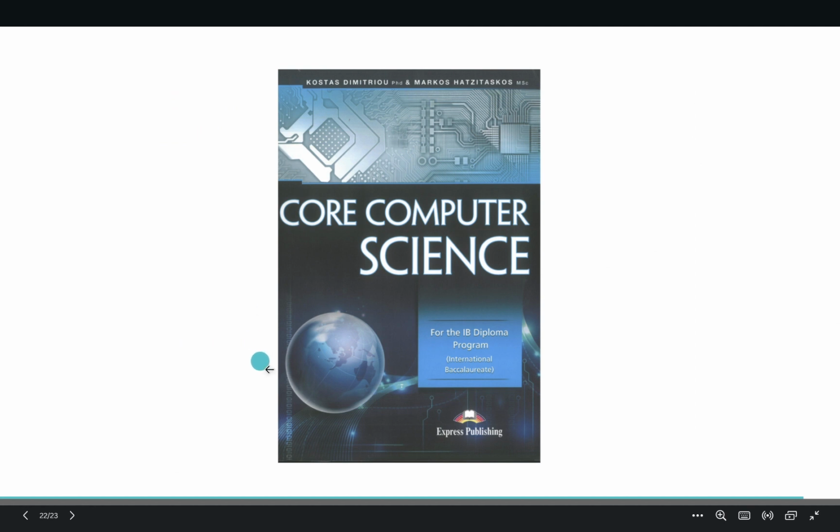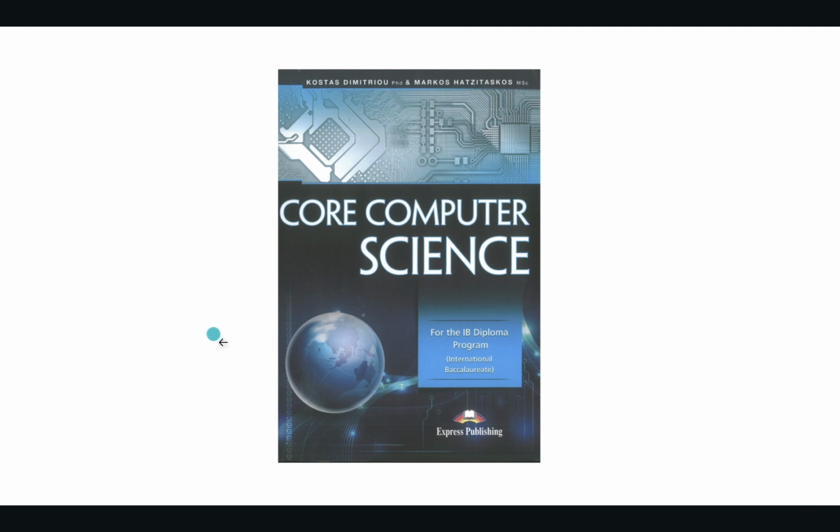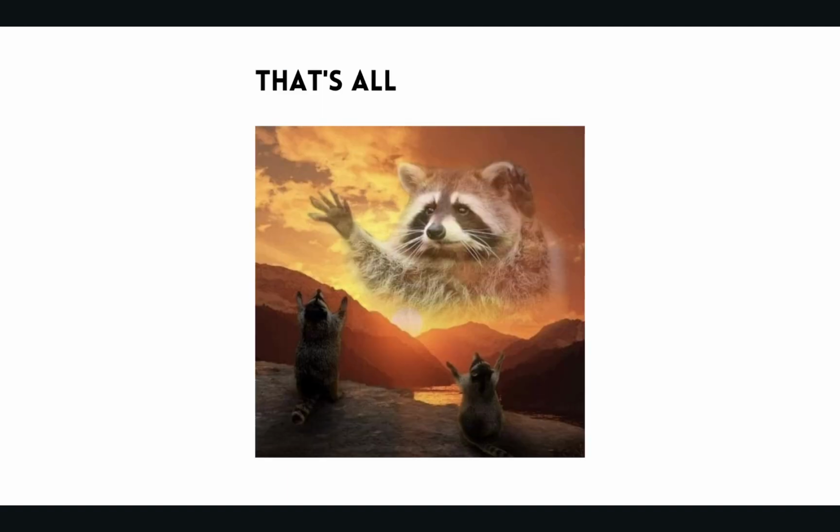And the number one recommendation is the Core Computer Science book. Please read it. It's very, very important, because everything that is written in this book is going to be 100% sure tested. And that's all.